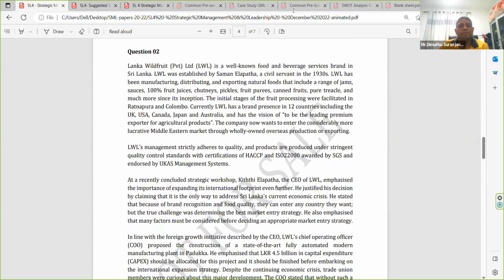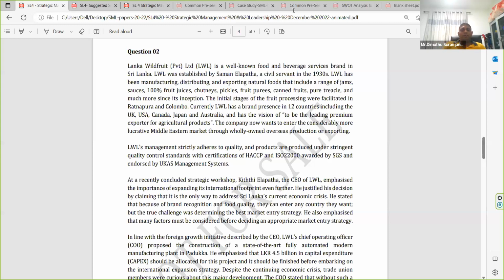Then LWL management strictly adheres to quality, and products are produced under stringent quality control standards with certification of HACCP and ISO 22000 audited by SGS and endorsed by UKAS management system. Look at that part. So their product quality is high, and they have obtained some standard certifications also.